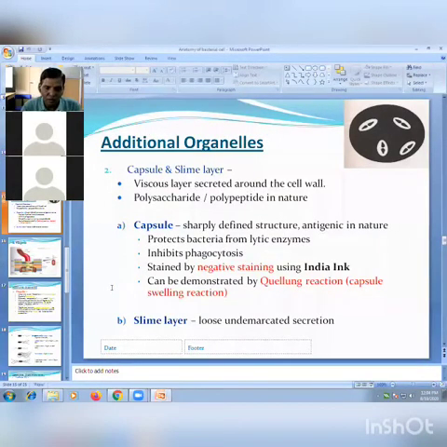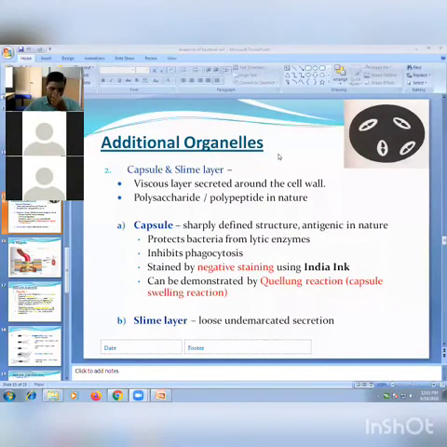So all these are the essential structures always present inside the cell. Now, additional organelles may be present or may be absent. In a few bacteria they are present, while in a few bacteria they may be absent. Among these additional structures, the most important is the capsule. The capsule is present in encapsulated bacteria outside the cell wall. It is a slimy layer. Generally, it consists of polysaccharide, or in a few bacteria it is polypeptide in nature.